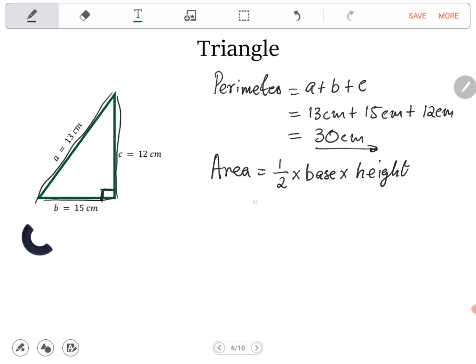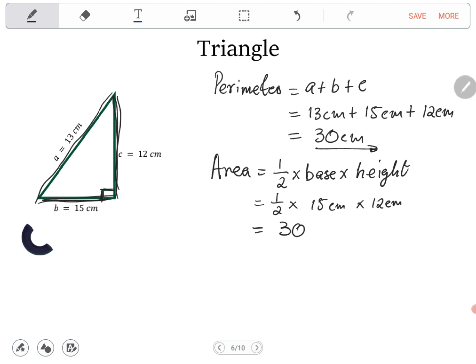Okay, so this is the formula. When we substitute, we still maintain half times the base. The base will be this one here, which is 15 centimeters, multiplied by the height. This one here is the height, which is 12 centimeters. And therefore, we will get 30 centimeters. No, it cannot be 30 centimeters.